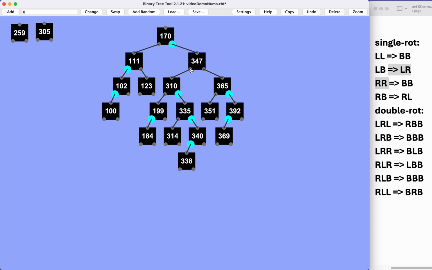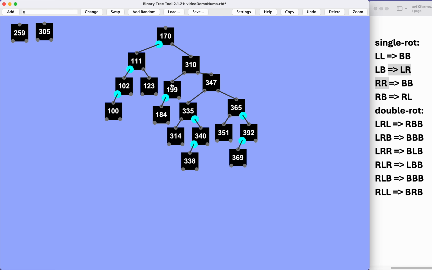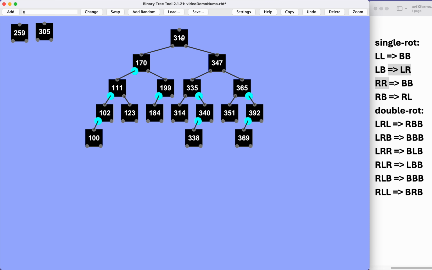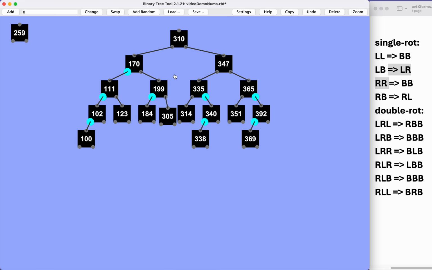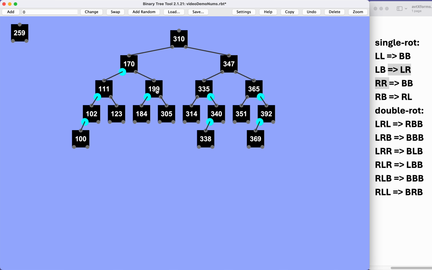And finally, I get here, I can't make this guy go any more to the right. I have a transformation, which is going to be right, left, right, which is left, balanced, balanced, and do the double rotation on the grandchild. There we go. And here's a 305, which will end up coming as the right child of the 199. That simply makes the 199 balanced.